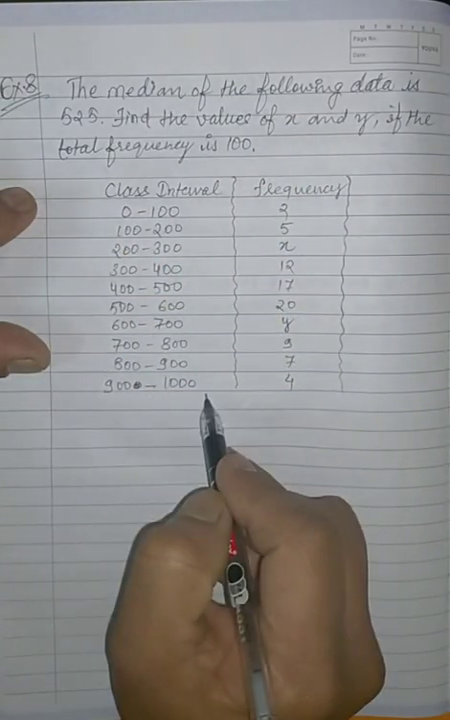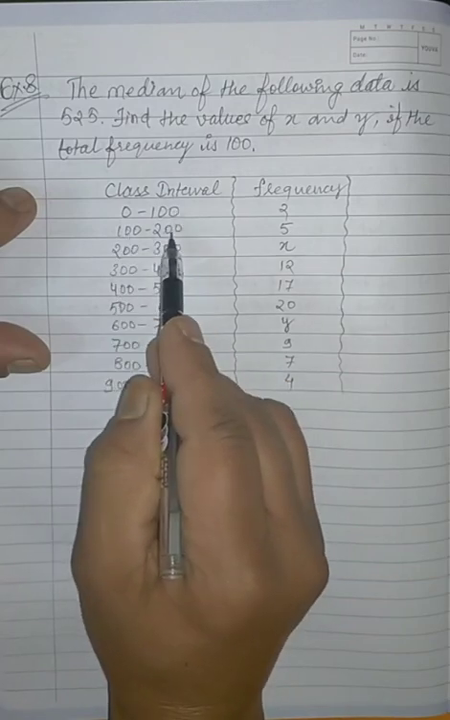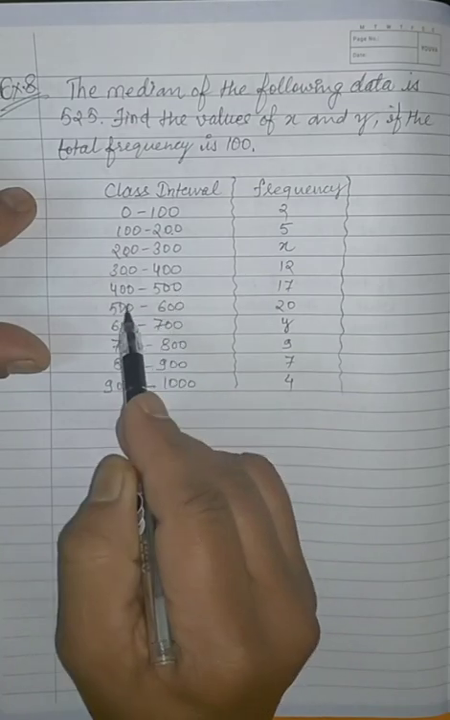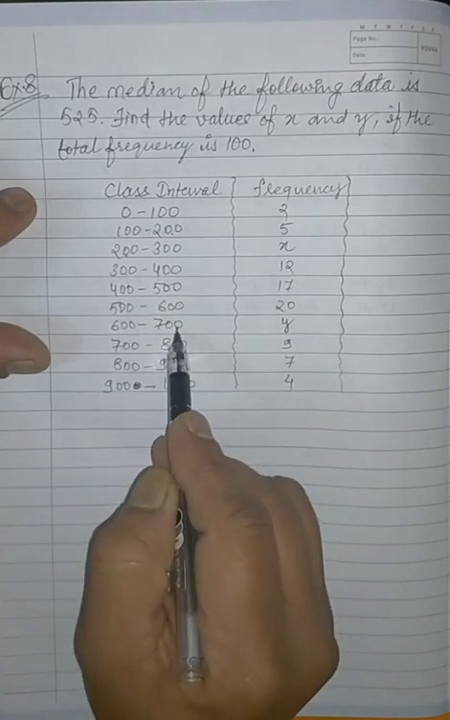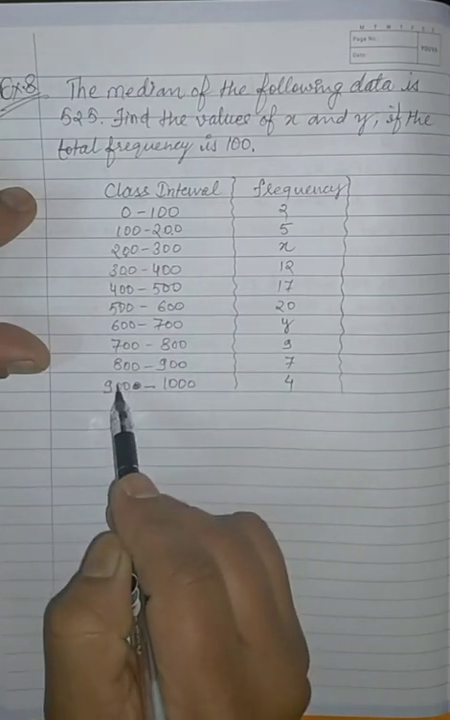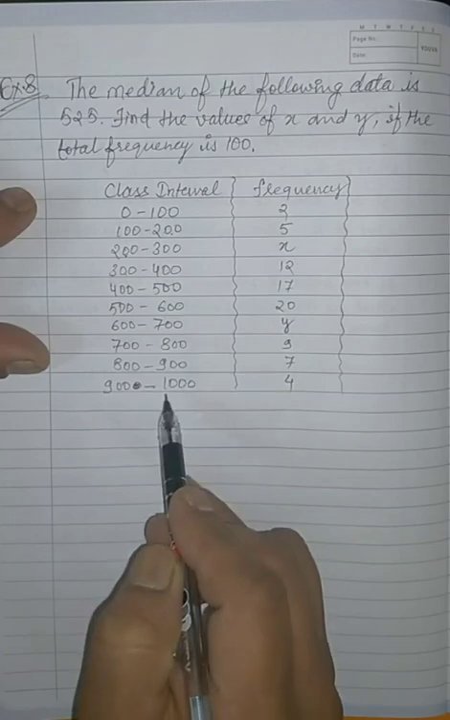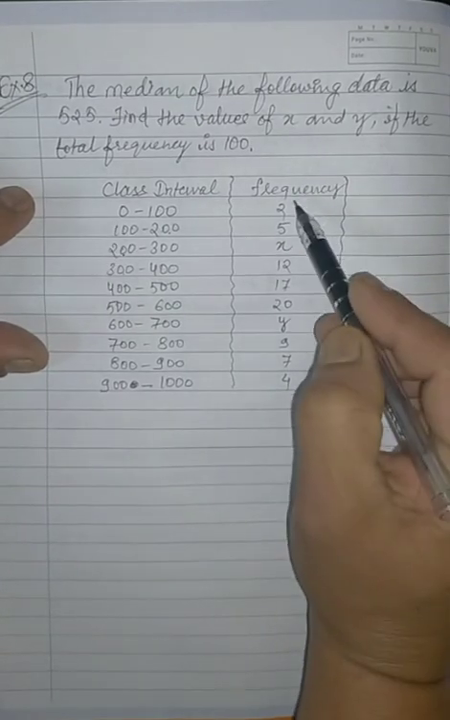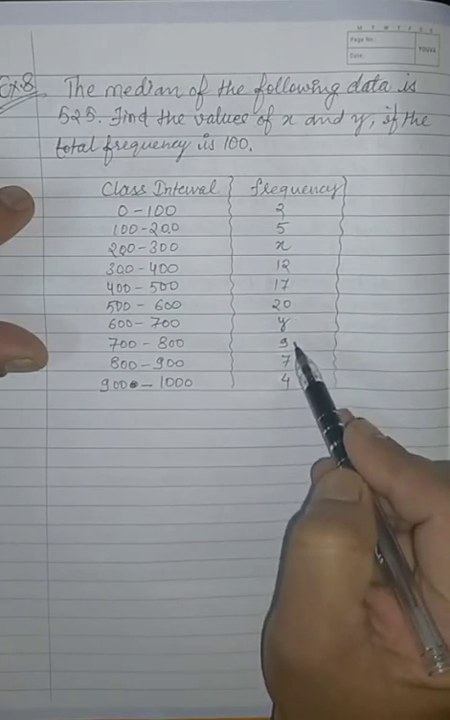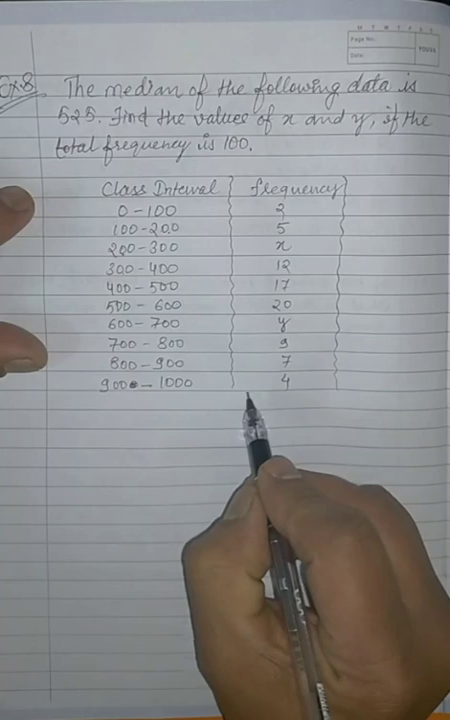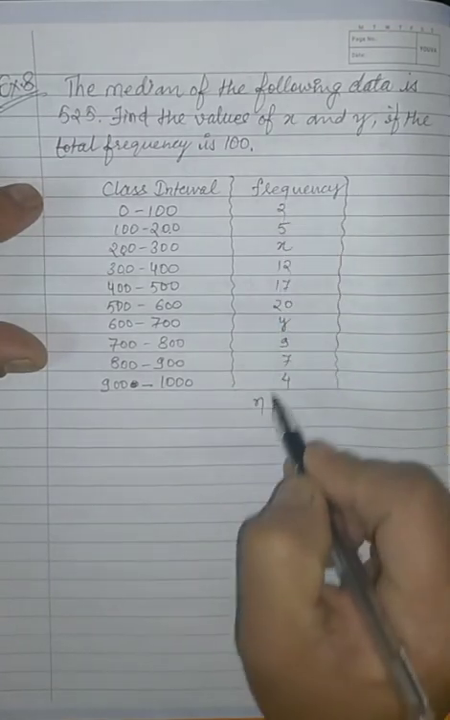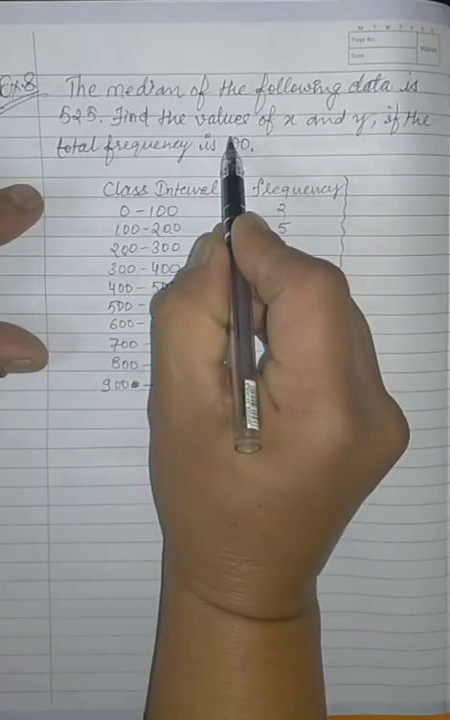So these are the class intervals: 0 to 100, 100 to 200, 200 to 300, 300 to 400, 400 to 500, 500 to 600, 600 to 700, 700 to 800, 800 to 900, and the last one is 900 to 1000. These are the frequencies: 2, 5, x, 12, 17, 20, y, 9, 7, and 4. And we are given here the sum of frequencies is equal to 100. It is given in the question.